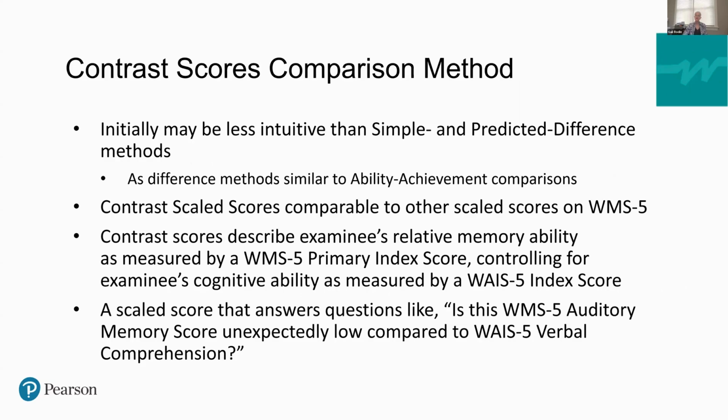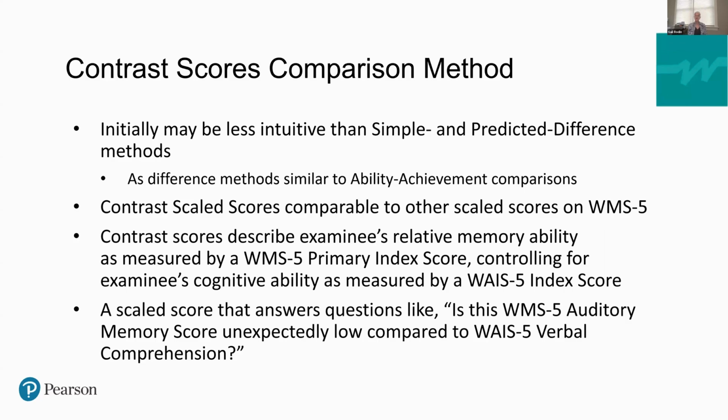While there are pros and cons to each of the three methods for making WAIS 5, WMS 5 comparisons, I'd urge you to become familiar with the contrast scaled scores method. It's not as immediately intuitive as the two difference methods, which look a lot like the typical ways we use to compare ability and achievement scores, but statistically, contrast scores have a lot going for them.